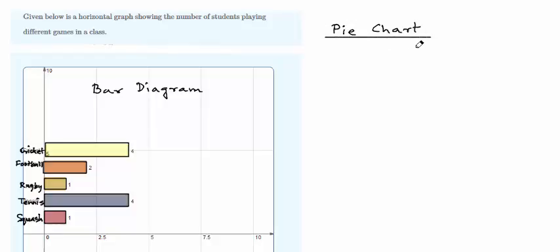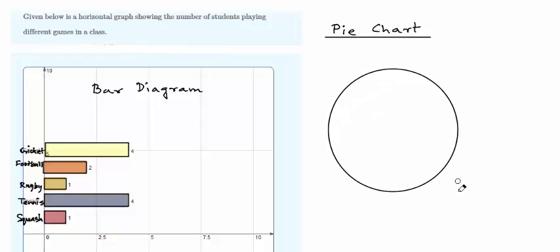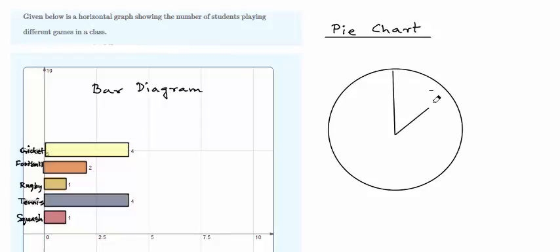And that's just another way of representing data in which the whole thing is represented on a circle. And starting from the center of the circle, we make slices of the pie for each of the different types like cricket, football, rugby, and so on. And the size of each of these slices is proportional to the number of people who play that sport. Just like on a bar graph, the size of the bars are proportional to the number of people who play that sport.